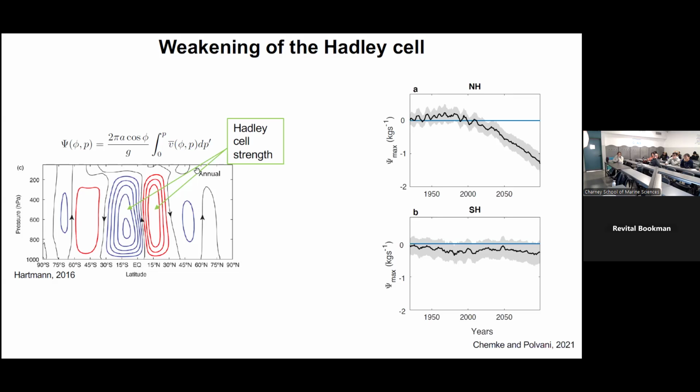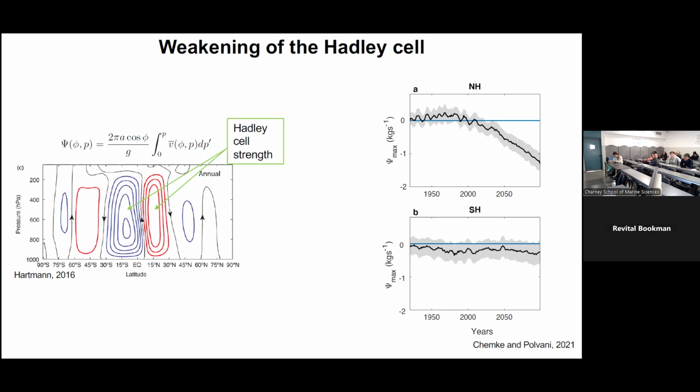On the right, you see the evolution of the intensity of these cells. This psi max is the intensity of the cell, how fast it is rotating, with time over the 20th and 21st century. This is taken from climate models. You take a climate model, you run it over the 20th and 21st century, and you calculate this thing, you take the maximum value and you just plot it with time. This is the northern hemisphere cell, and the lower part is the southern hemisphere cell.